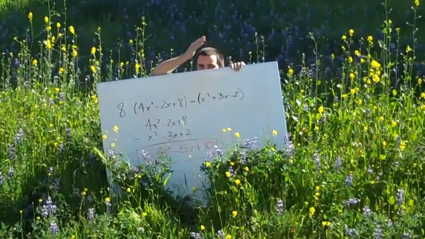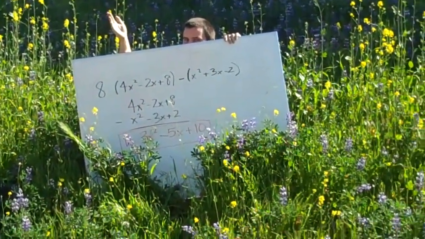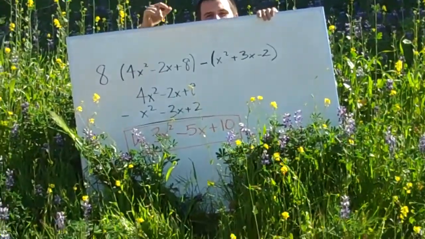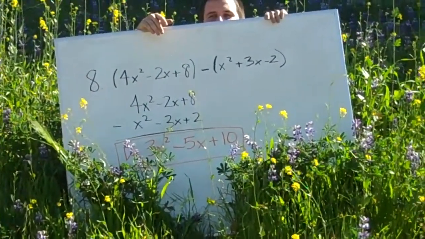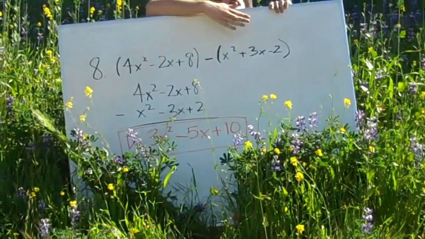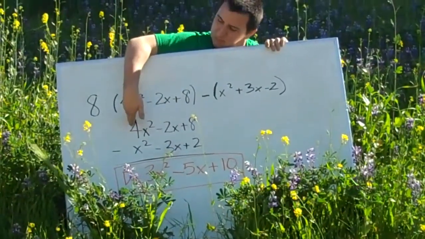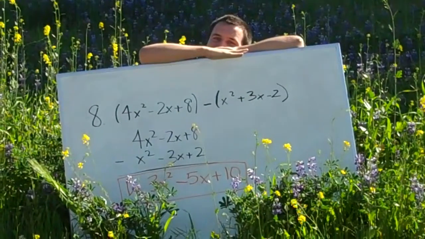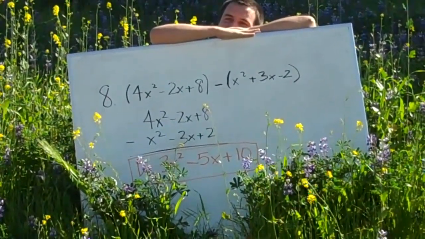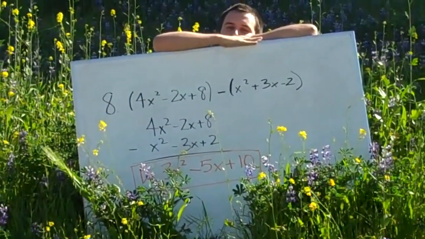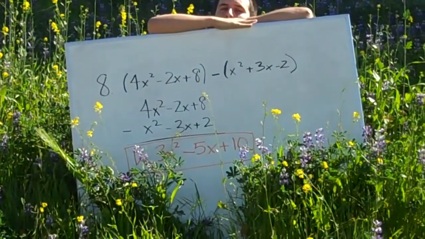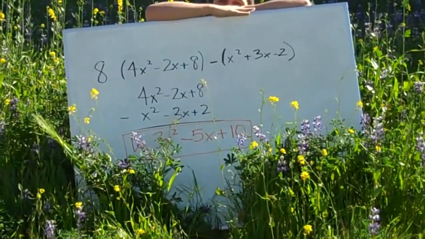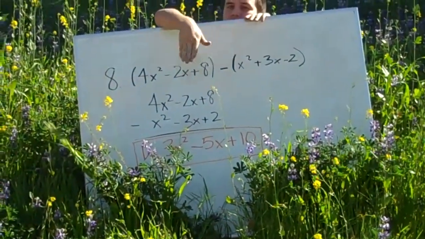Problem number 8. 4x squared minus 2x plus 8 minus x squared plus 3x minus 2. Your next step would be distributing the negative sign to x squared plus 3x minus 2. So 4x squared minus 2x plus 8 minus x squared minus 3x plus 2, and that would equal D, 3x squared minus 5x plus 10.